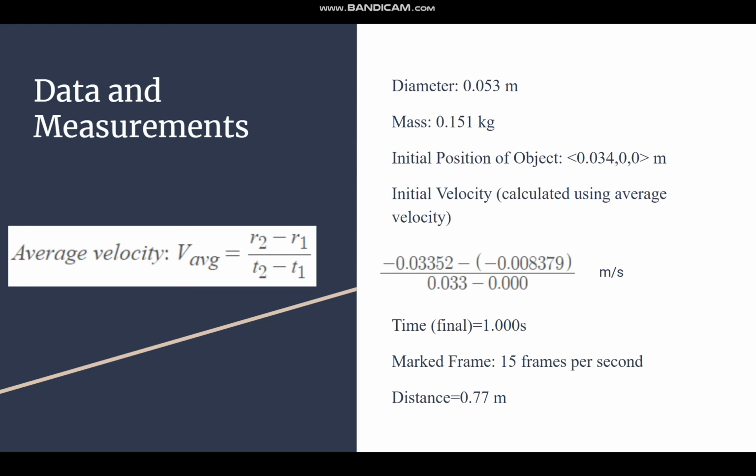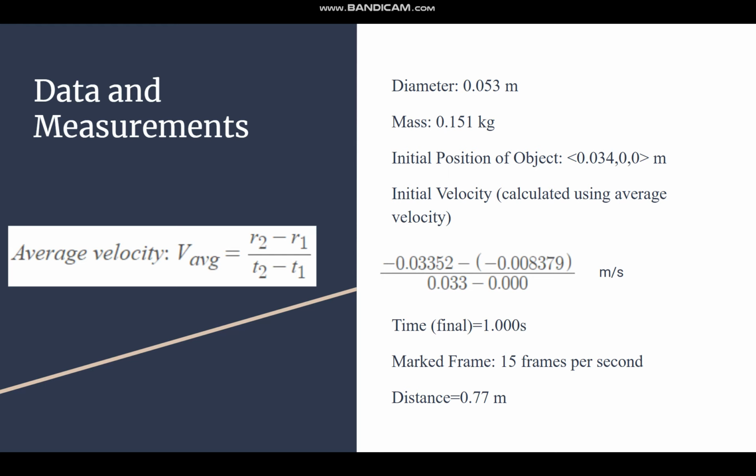And so here are the specific measurements for the ball I used. And I calculated the initial velocity so I can start plugging into the formulas. I decided that the final time was going to be at exactly 1 second. And just for reference, the video is at 15 frames per second. And then the ball traveled 0.77 meters in that time.